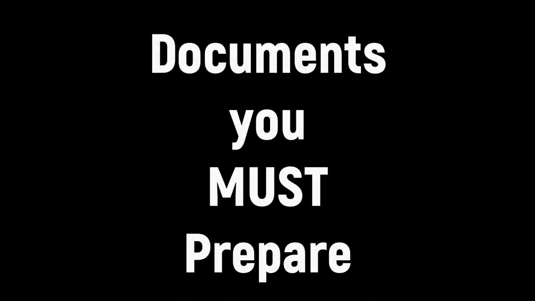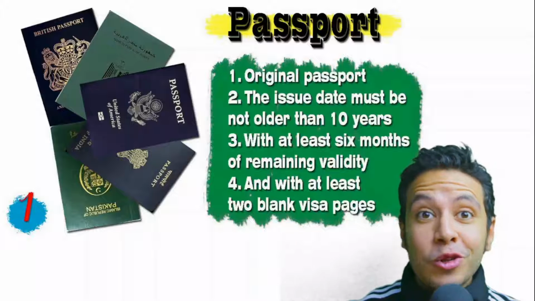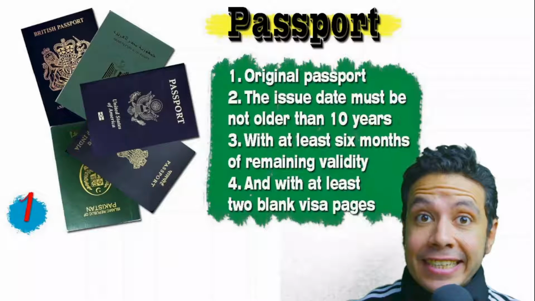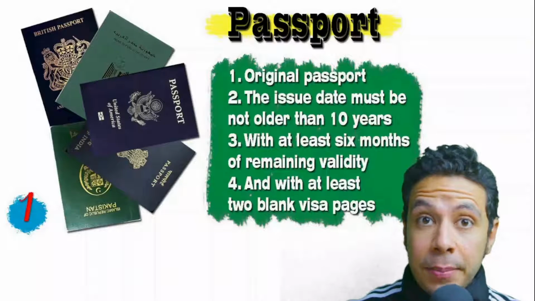So what are the travel documents that you need to prepare before applying for the visa? Speaking about your passport, it must be original and it must not be older than 10 years, with at least 6 months of remaining validity and with at least 2 blank visa pages for the stamps.